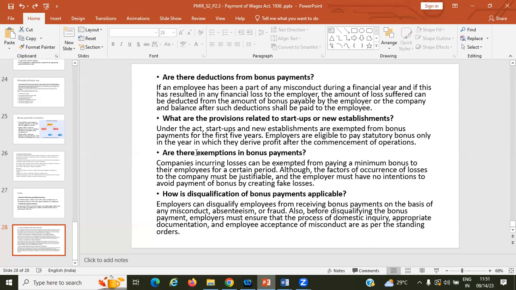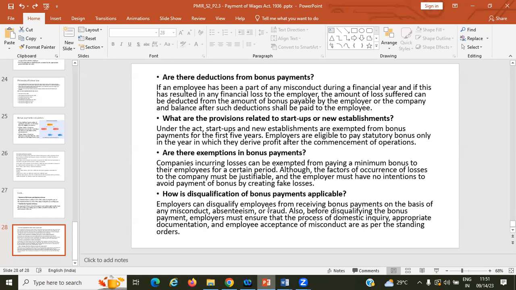So what are the exemptions? Are there any exemption in bonus payment? How is disqualification of bonus payment applicable? Company incurring losses can be exempted. Any company who are in loss, they are exempted. They are not supposed to give bonus to their employees, not even minimum bonus. So that kind of company are exempted.